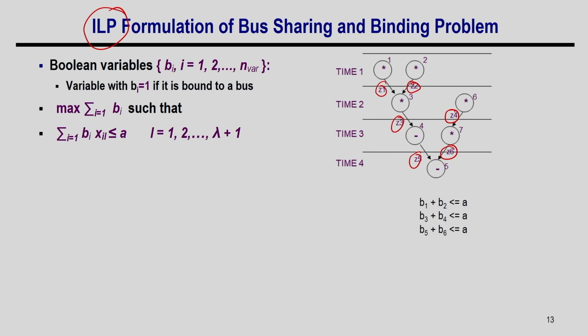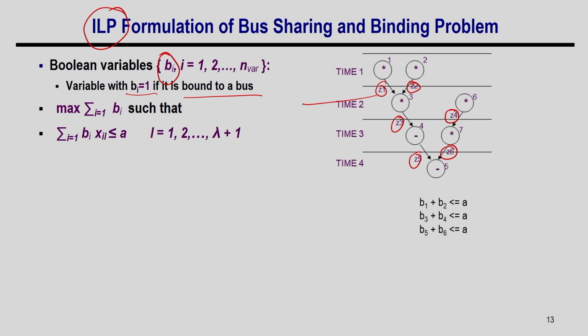So, in the formal formulation, I can identify a variable bi. If a particular variable vi is mapped to a bus, then it will be 1, otherwise it is 0. So, I can assume a Boolean variable bi, which is 1 if variable vi is mapped to a bus, otherwise 0. And then what is your objective?